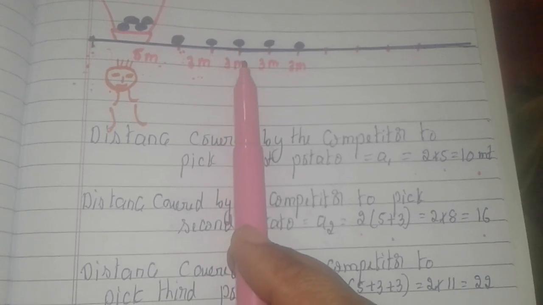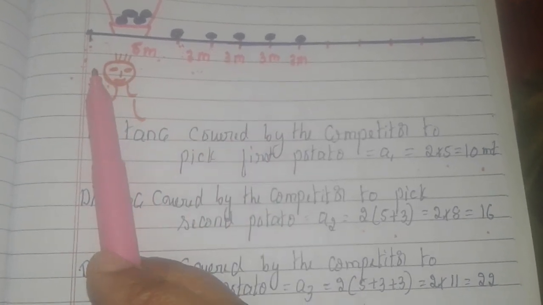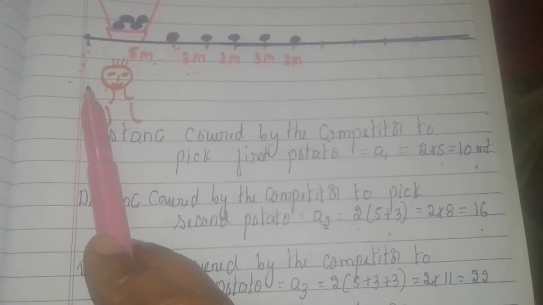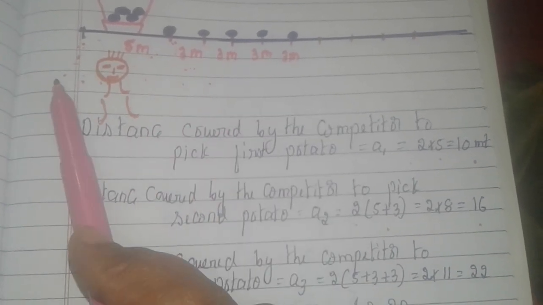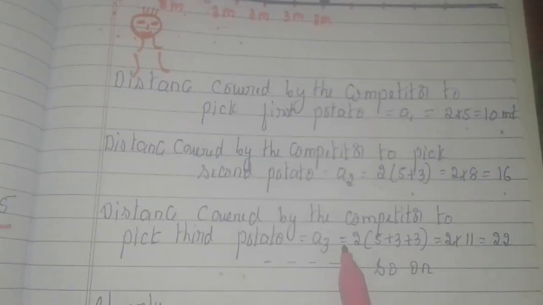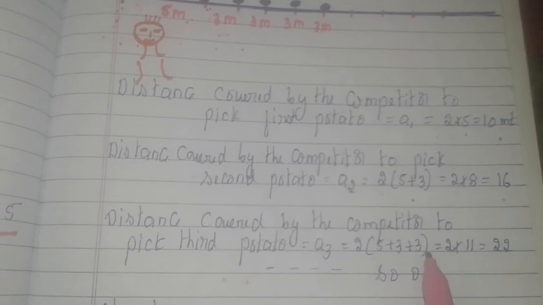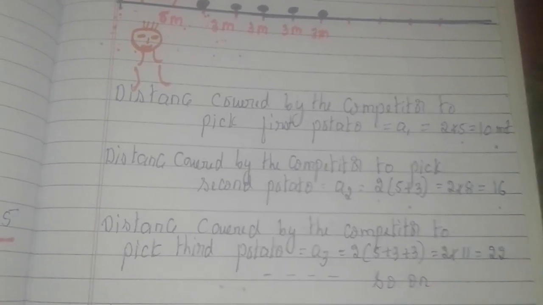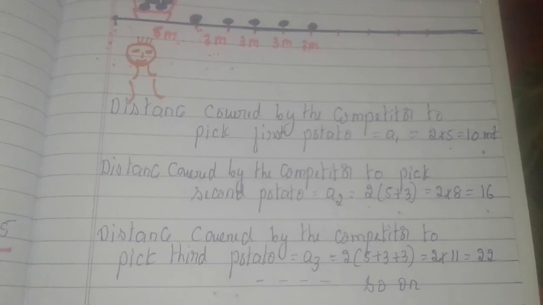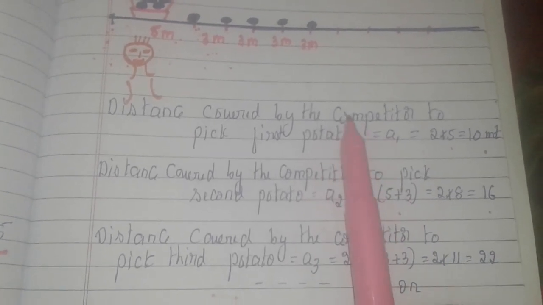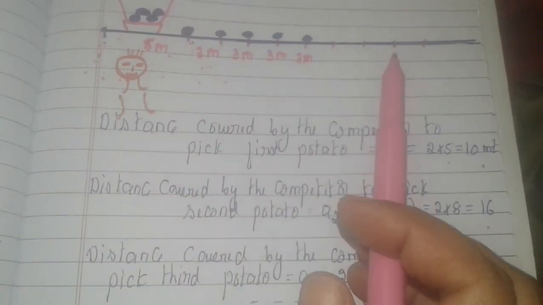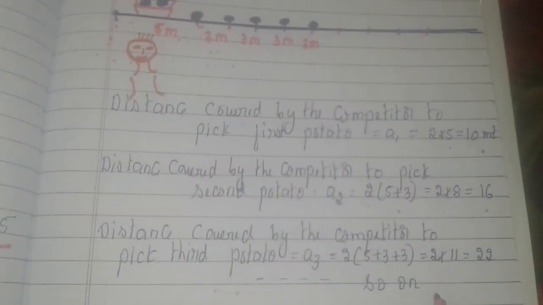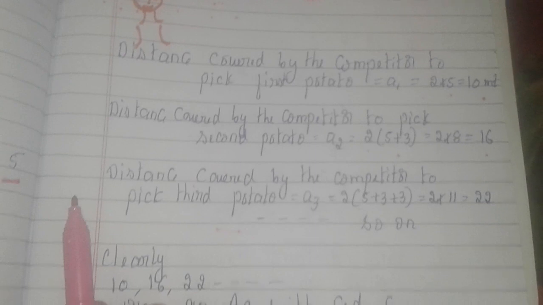Distance covered to pick the third potato. Again where is she? She is again at the starting point. So 5 plus 3 plus 3, how many times? 2 times. So you can see here 2 into 5 plus 3 plus 3, that is 2 into 11, 22. So on. And as you already know, the number of potatoes is 10.